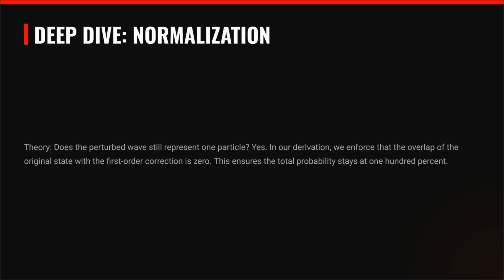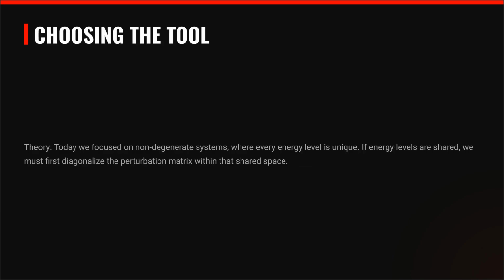Another deep dive topic is normalization. We enforce that the overlap of the original state, with the first-order correction, is 0. This ensures the total probability remains 100%, meaning the perturbed wave still represents one particle. Today's focus was on non-degenerate systems, where energy levels are unique.